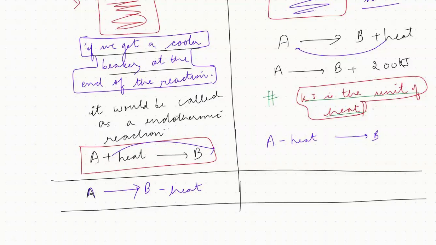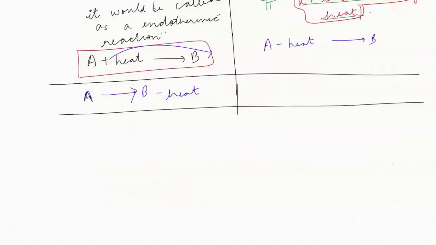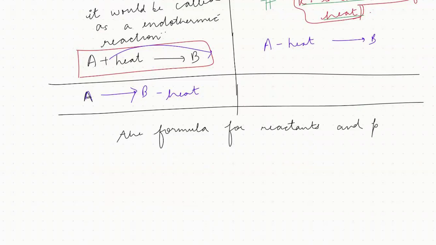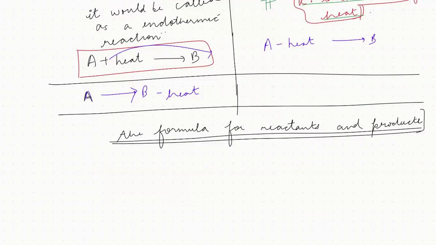So this is all that you can represent with a chemical reaction. Also, what you can represent is the formula for reactants and products. The formula for reactants and products. That would be what?